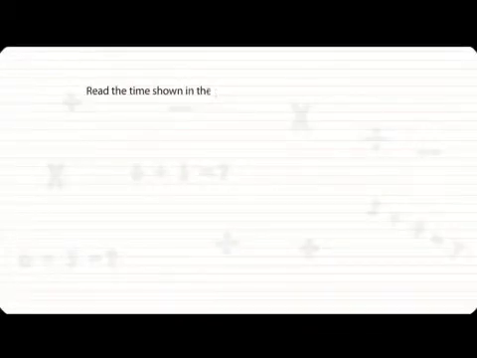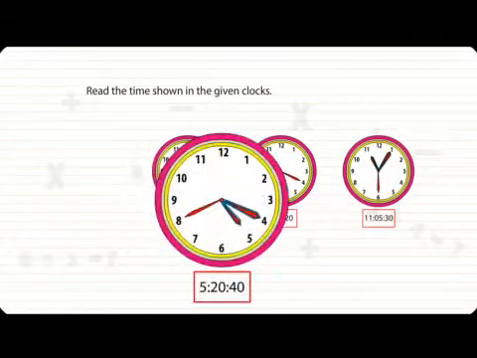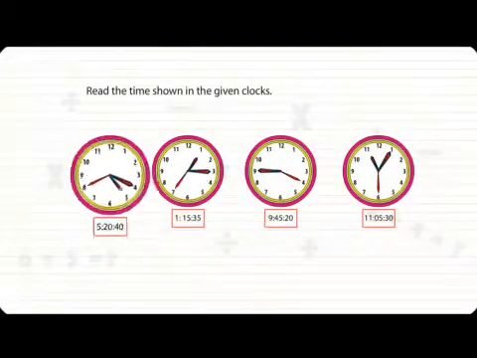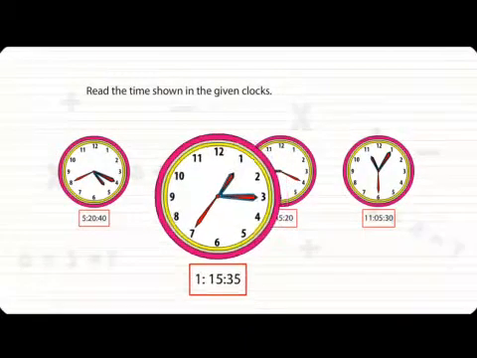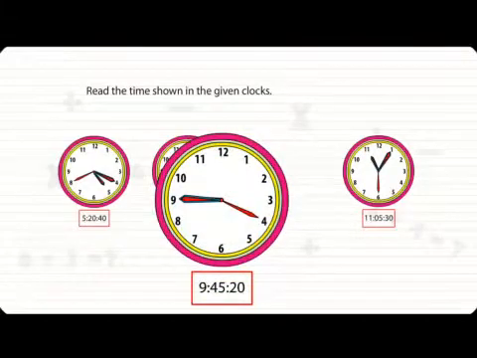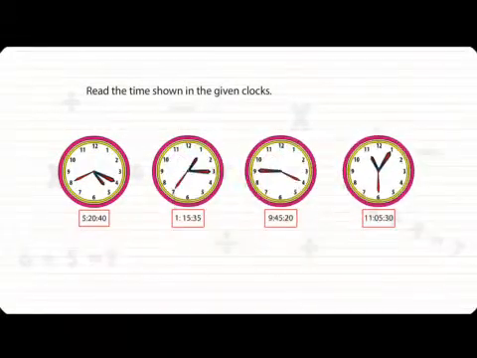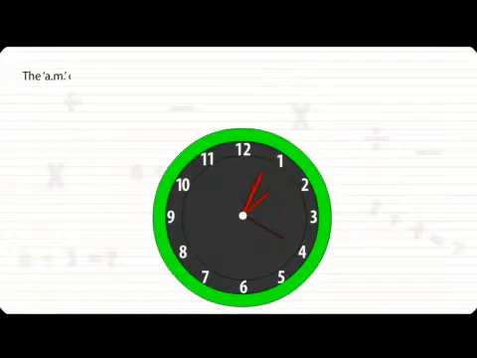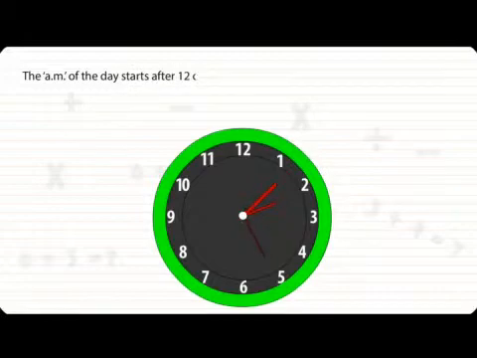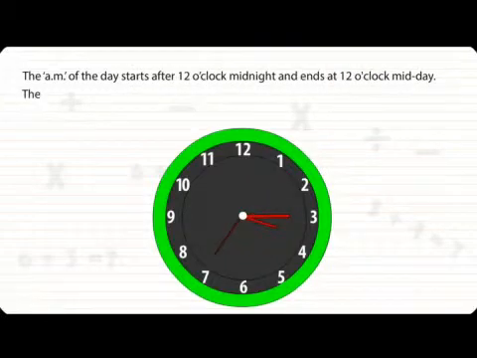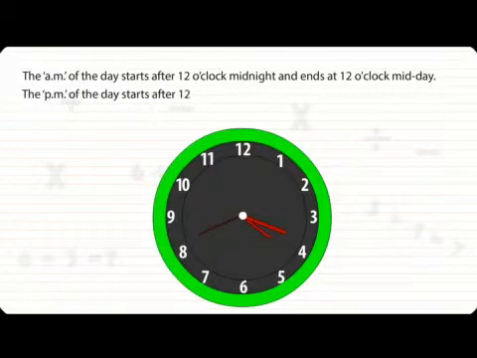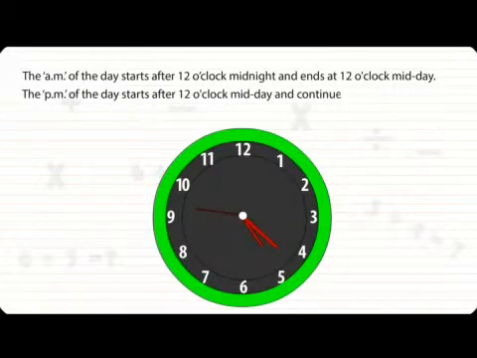Read the time shown in the given clocks. 5 hours 20 minutes 40 seconds, 1 hour 15 minutes 35 seconds, 9 hours 45 minutes 20 seconds, 11 hours 5 minutes 30 seconds. AM and PM. The AM of the day starts after 12 o'clock midnight and ends at 12 o'clock midday. The PM of the day starts after 12 o'clock midday and continues till 12 o'clock midnight.